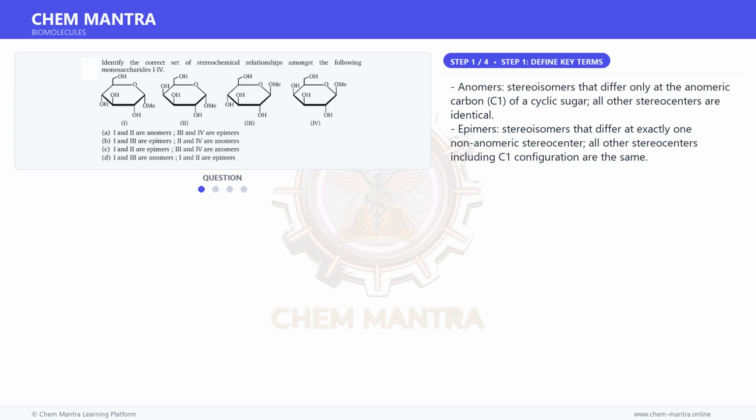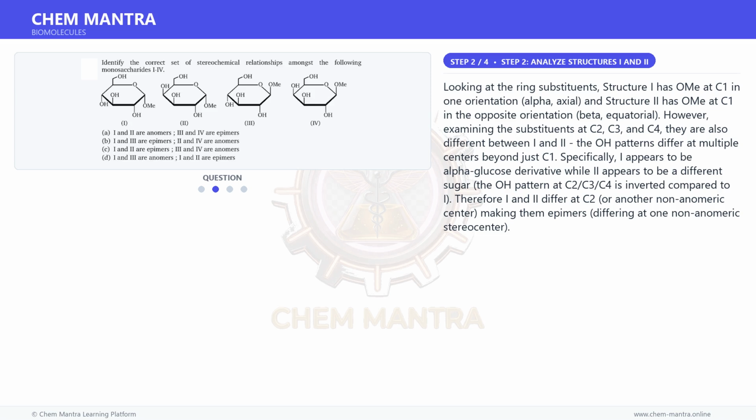Anomers: stereoisomers that differ only at the anomeric carbon, C1, of a cyclic sugar; all other stereocenters are identical. Epimers: stereoisomers that differ at exactly one non-anomeric stereocenter; all other stereocenters, including the C1 configuration, are the same. Moving on to the next step.